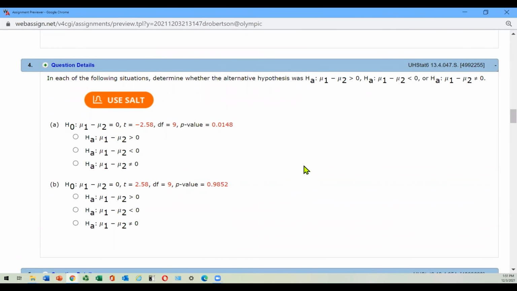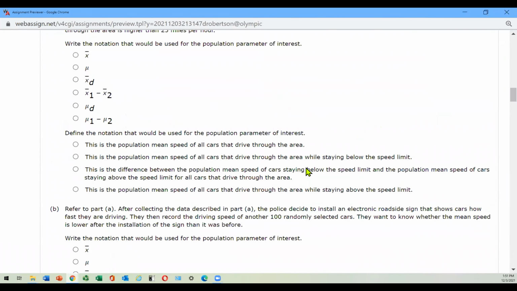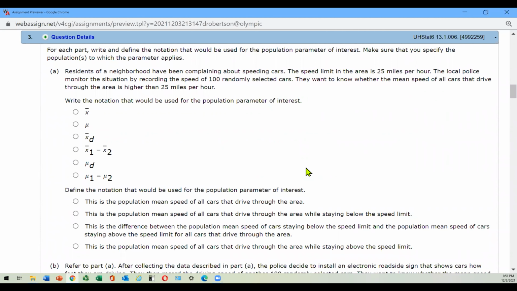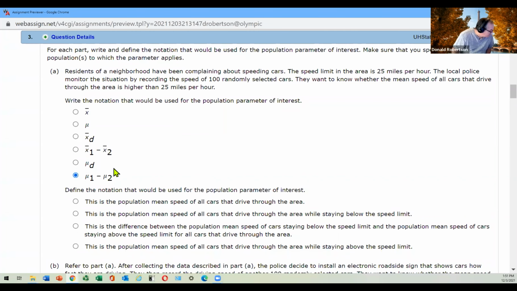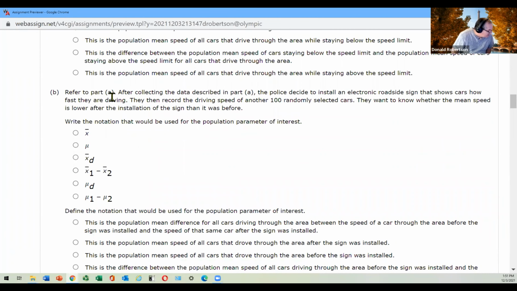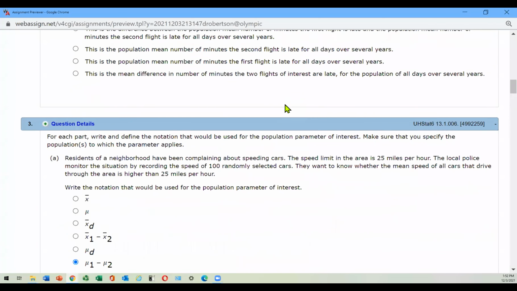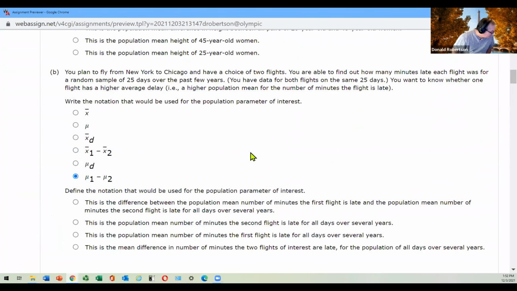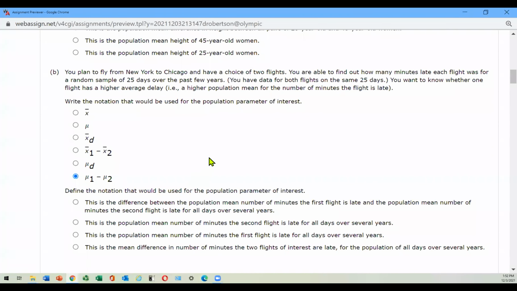Hey, Professor, I put in mu1 minus mu2 for part B, and it says that it is incorrect. This one? No, part B. Oh, this one here? Okay, let me read the story then. After collecting the data described in part A, the police decide to install, is that the one? No, what question are you on? Question 2. Oh, question 2. Let me go back to that one. You put that one in? Yep, and it said it's incorrect.